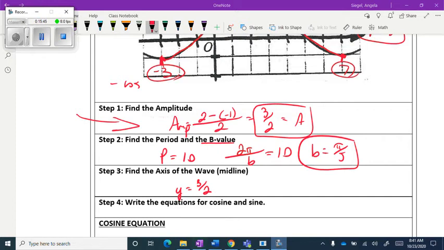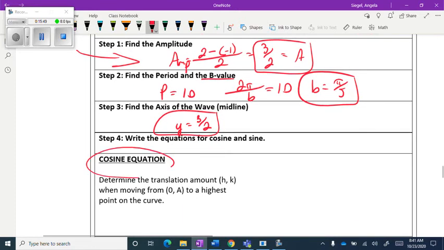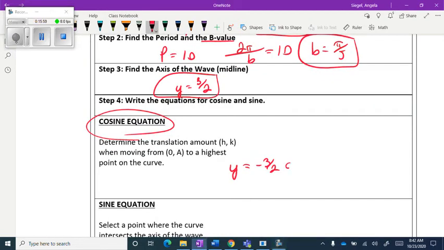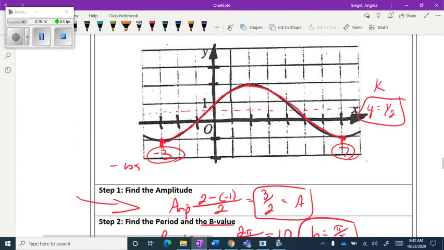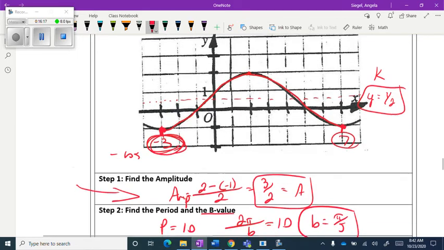Okay, so we have our 3 main things that we need. So I'm going to start with the cosine. I see that negative cosine going on there. So I'm going to say -3 cosine of b, which is pi over 5, and then x minus something or plus something, and then plus 3/2. So let's go back up here and see where it was shifted. So it was shifted to -3, so I'm going to say +3.